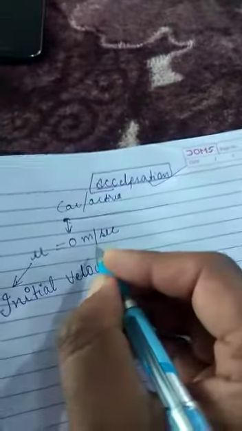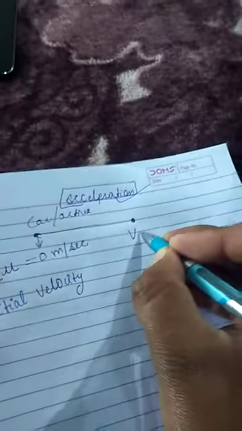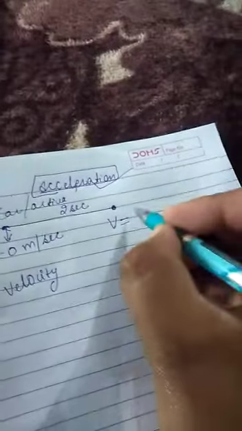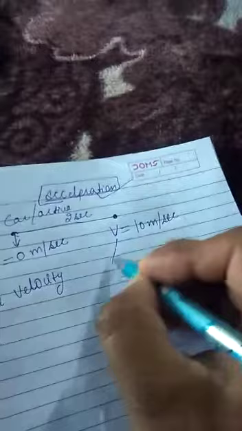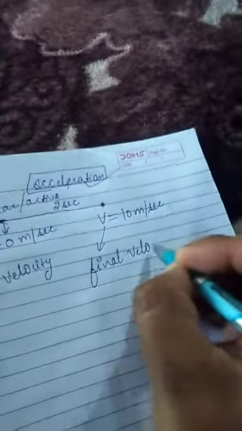Let me take an example. After some time, let its final velocity, after 2 seconds, you can say the time is 2 seconds, the final velocity comes out to be 10 meter per second. This is the final velocity, the velocity at the final end.